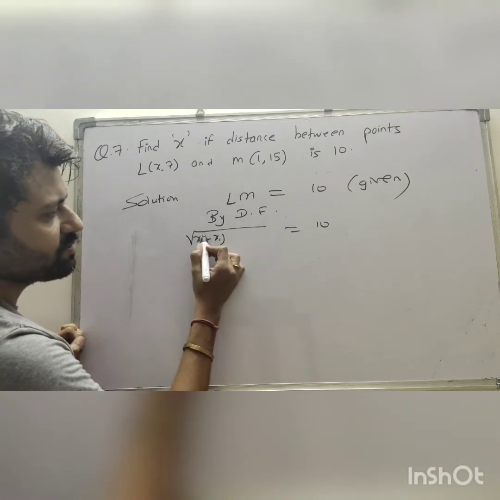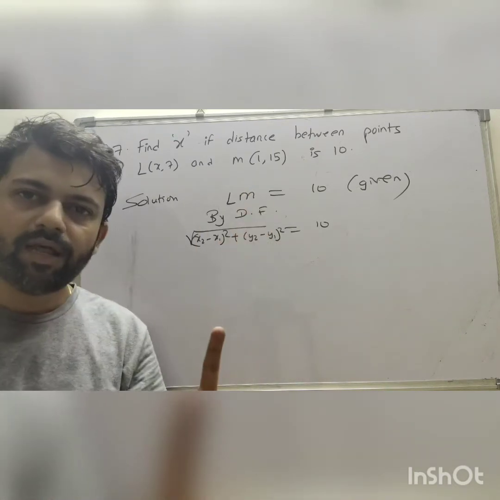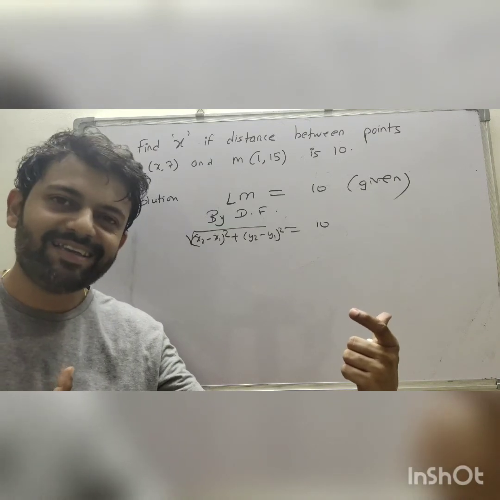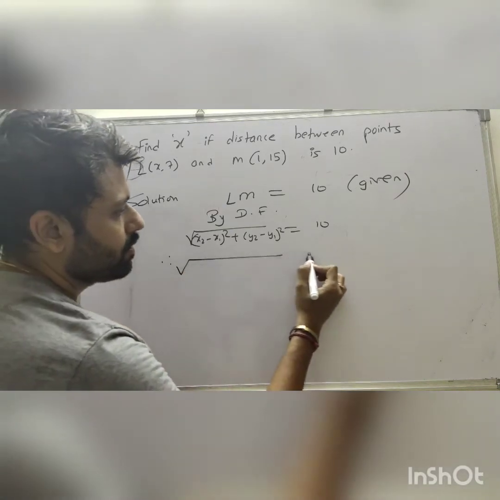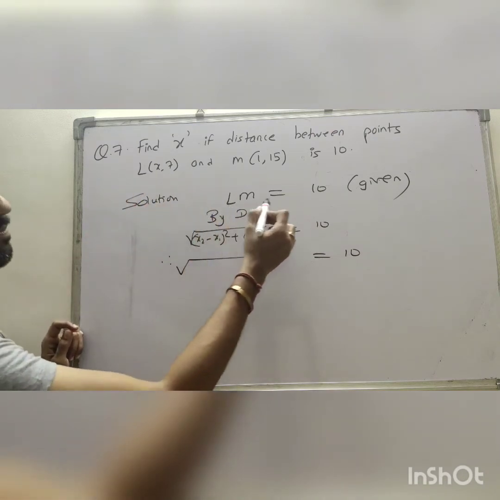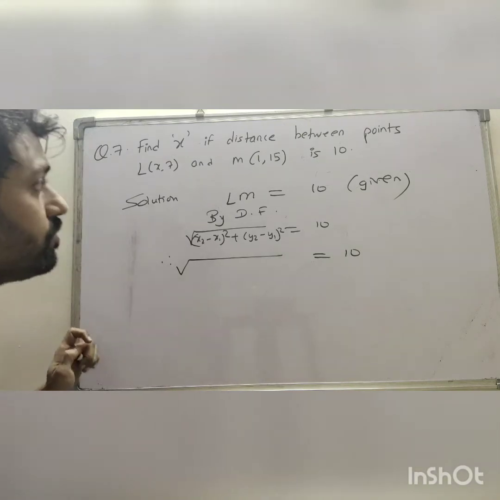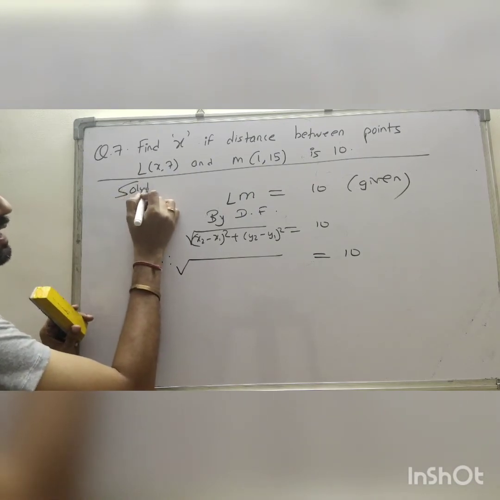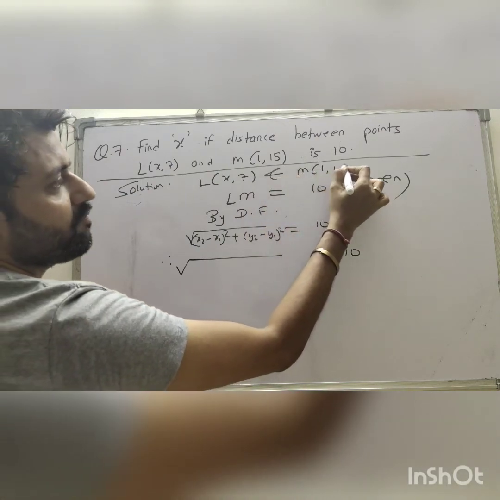x2 minus x1 the whole square plus y2 minus y1 the whole square. Here the formula is to be written only once, so I wrote it, but never write the formula on both sides; write it on one side only, once, or don't write it at all. Equals 10. LM. So when we write LM is equal to 10, which is what they have given, we should mention in our solution that L is (x, 7) and M is (1, 15).